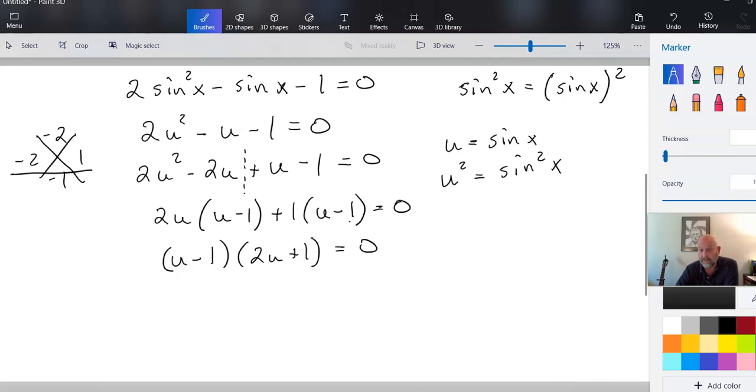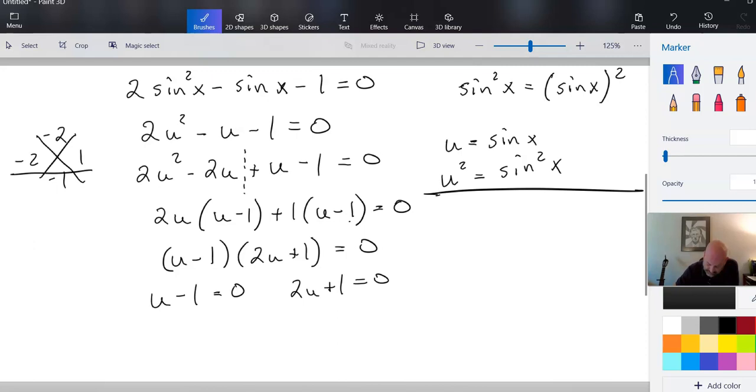Okay, now if you remember solving quadratics, once you have it factored, you set each factor equal to 0, right? So, in fact, I'm going to need space over here, so I'm going to carve it out now. So that gives me u minus 1 is equal to 0, or 2u plus 1 equals 0. So this one gives me that u equals 1, and this one, it gives me u is equal to negative 1/2.